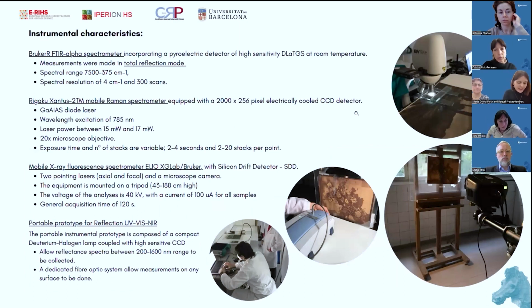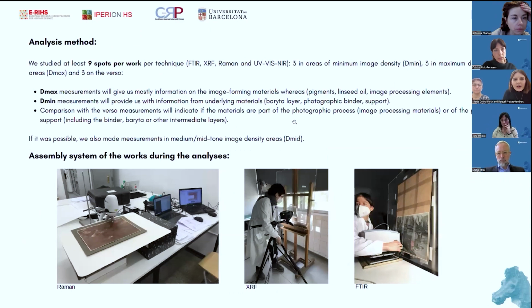Okay, so in this slide, there is specific information about every equipment we used during the analysis. Okay, so if we talk about the analysis method, we studied at least 9 spots per work per technique: 3 points in areas of minimum image density, 3 points in maximum density areas, and 3 points on the verso.